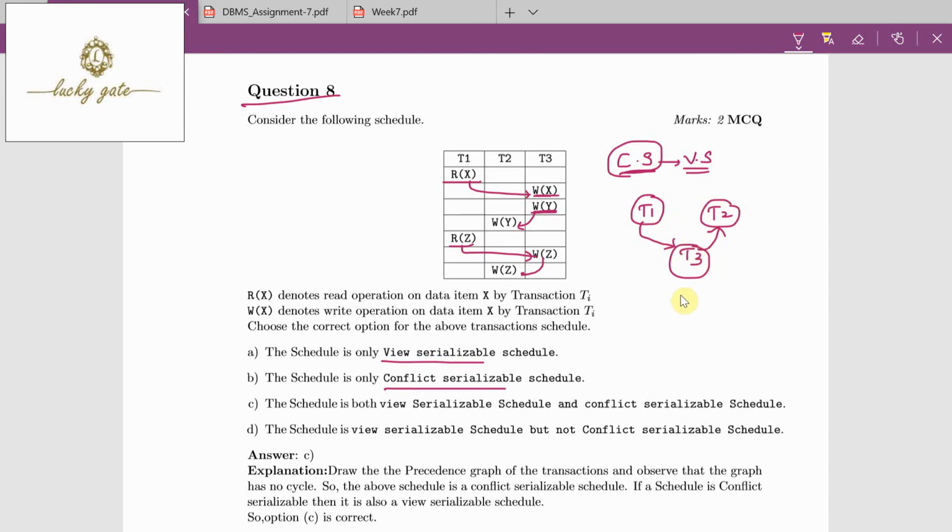Because the resultant graph does not have any cycles, we can say the schedule is conflict serializable. And we know that every conflict serializable schedule is also a view serializable schedule. So the schedule is both conflict serializable and view serializable. That matches option C. What is given? The schedule is both view serializable and conflict serializable. So the answer for question number 8 is option C.